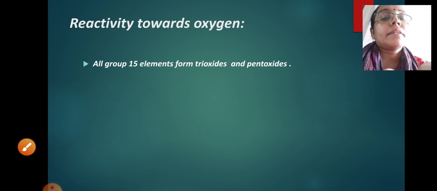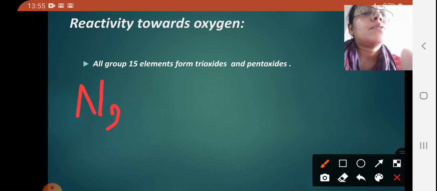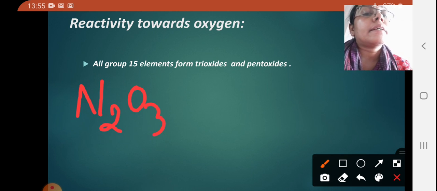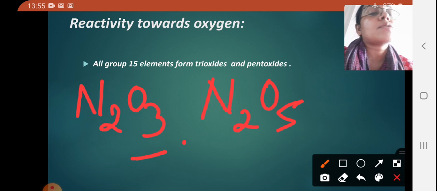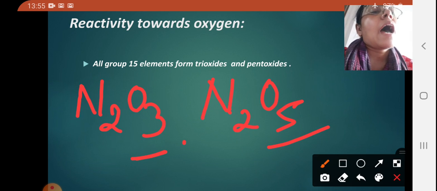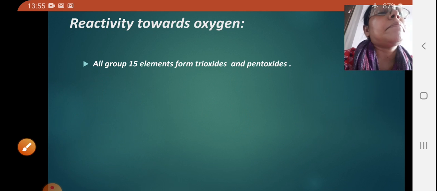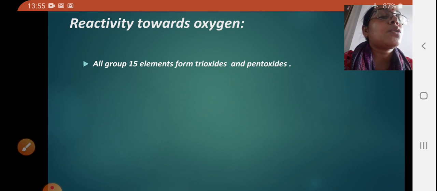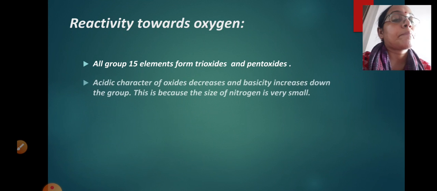Now what can be the formula of trioxide? You can write N2O3. Okay, N2O5. This is 3 oxide, so trioxide, and this is pentaoxide. So all the members of group 15 form trioxides and pentaoxides when they react with oxygen.